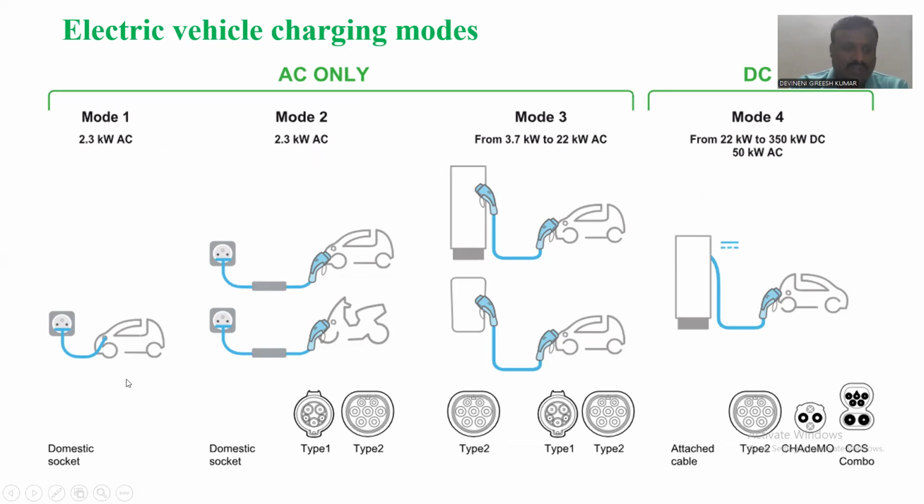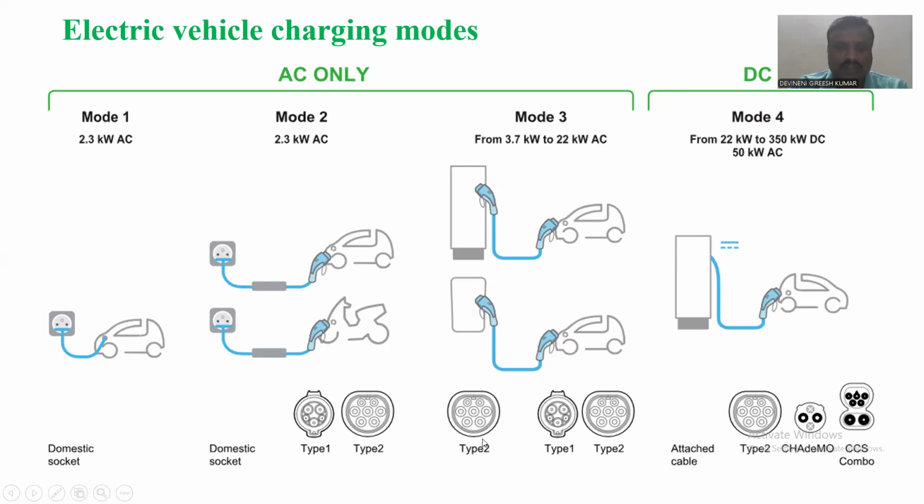And the type of connectors is sockets, or you can use the domestic socket to charge the EV. Here also you can use the domestic sockets for up to 2.3 kilowatt. Either you can use a type 1 or type 2 connector for that particular domestic charging. And in mode 3, it is from 3.7 kilowatt to 22 kilowatts AC.